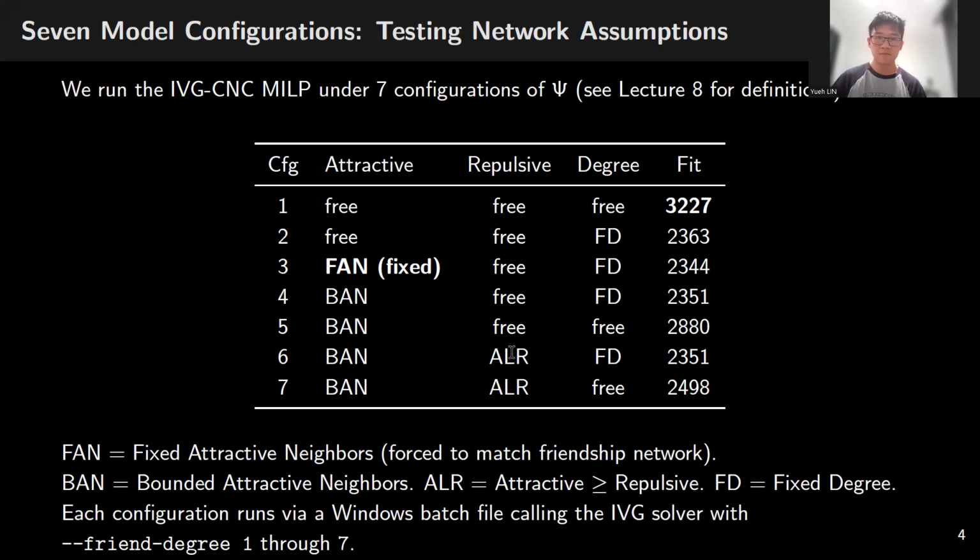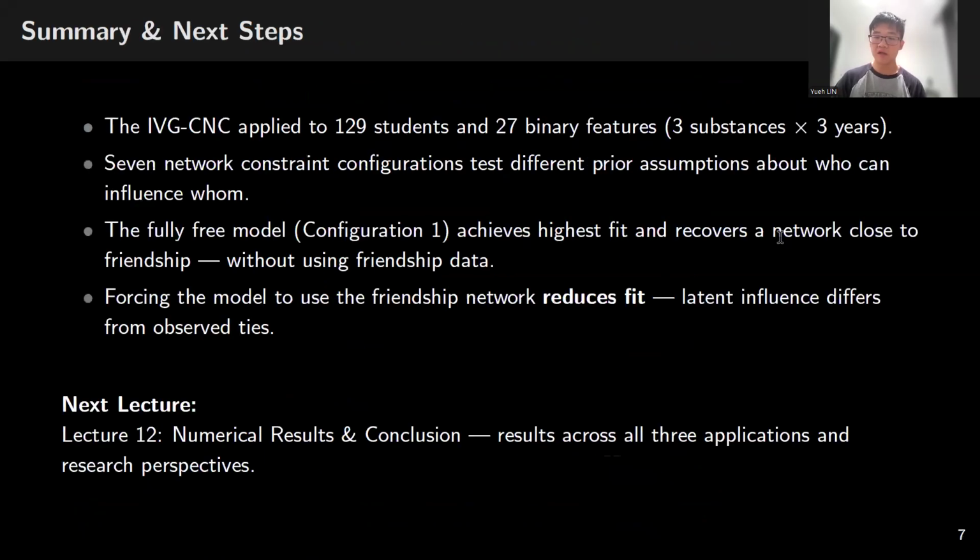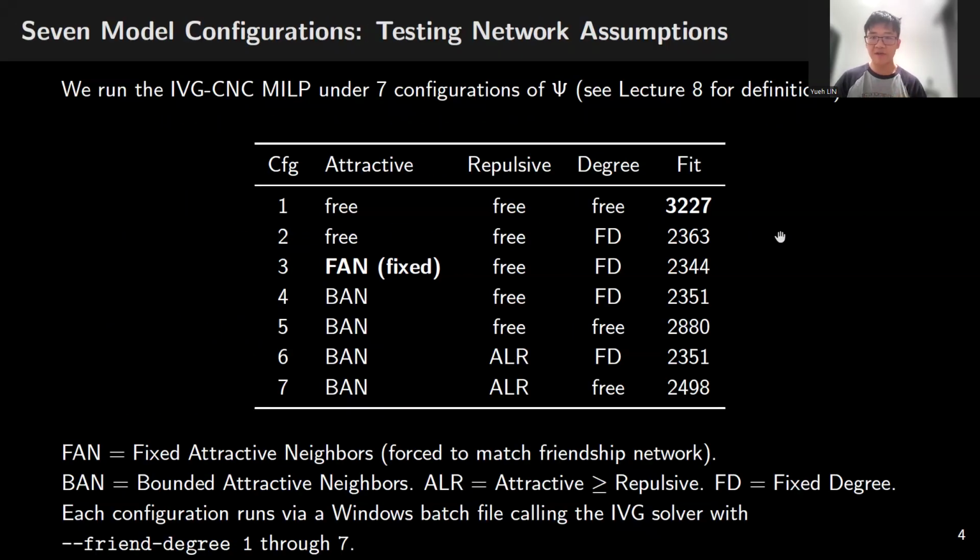So at the right-hand side, the fit column shows the number of individual-feature pairs where the recovered network correctly rationalizes the observed consumptions. So the maximum a match can happen is 129, the number of individuals, times 27, the number of features, which is about 3,500.